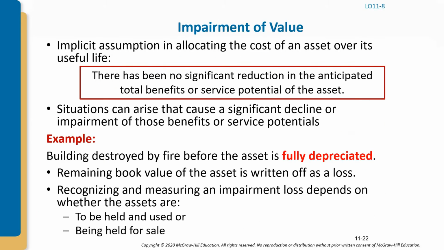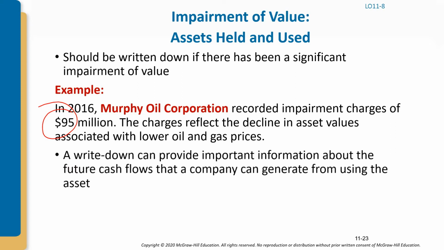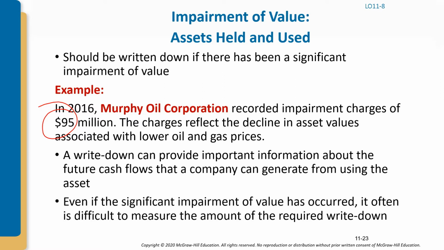Say, a building destroyed by fire before the asset is fully depreciated. Here is an example: Murphy Oil Corporation recorded impairment charges of 95 million in 2016 because of lower oil and gas prices. And a write down can provide important information about the future cash flows that a company can generate from using the asset.